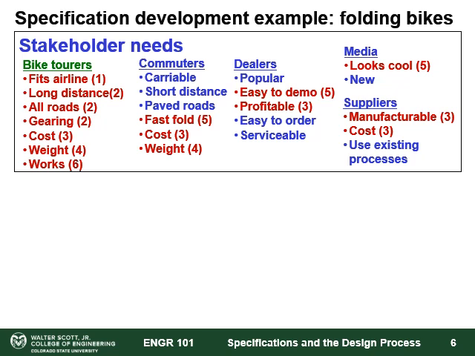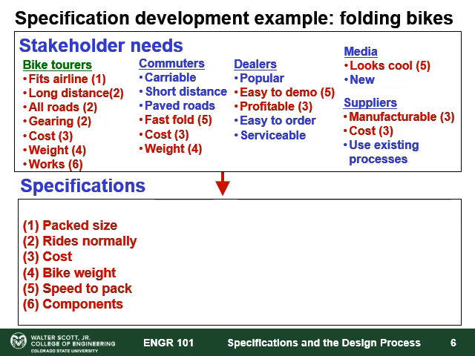You see how I've numbered everything on that list, and those numbers for the items that I've marked in red are the 6 specifications that I identified for folding bicycles as being the most important. So here is that list, the way that I have summarized it. So it includes packed size, which is whether it fits in an airline case or not, and you see that's the number 1 above. Whether it rides normally, and you can see that there's a number of number 2s that I've identified there in the bike tours column, that it can be ridden for a long distance, that it works on all roads, that it has the right gearing.